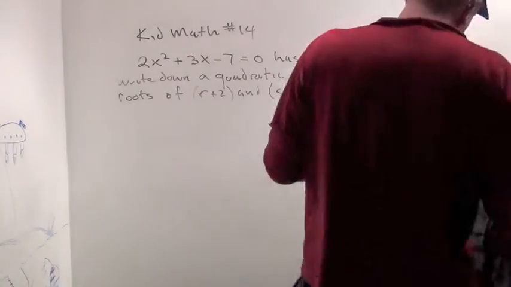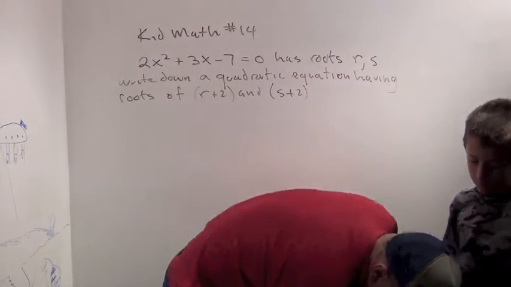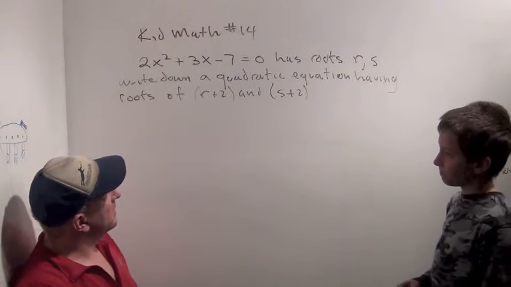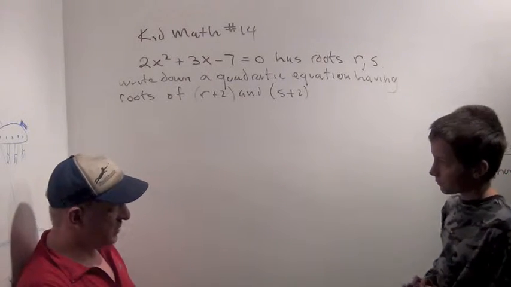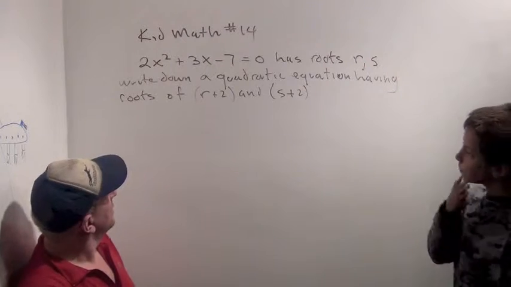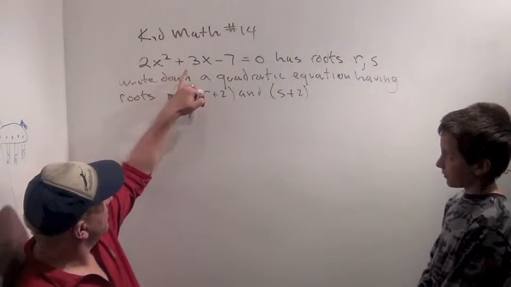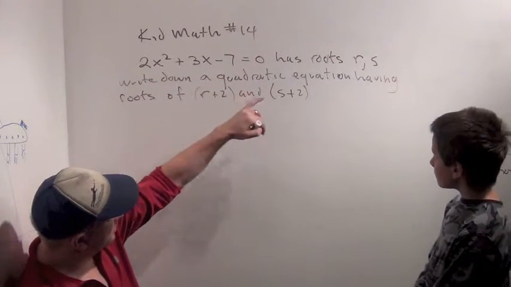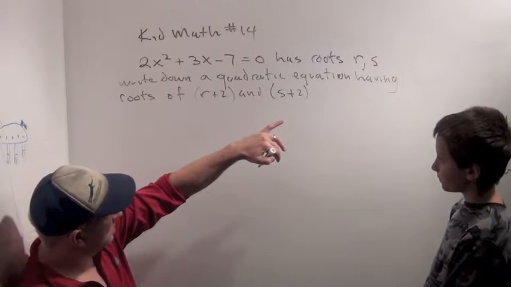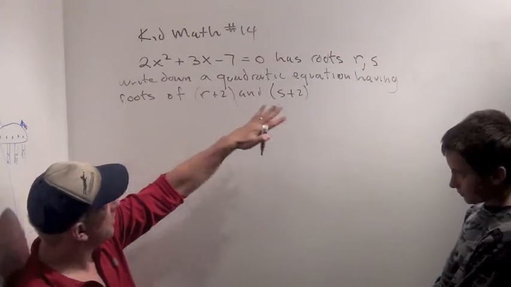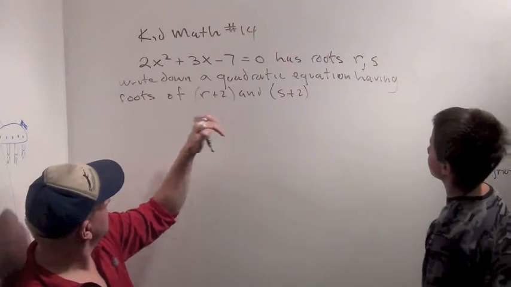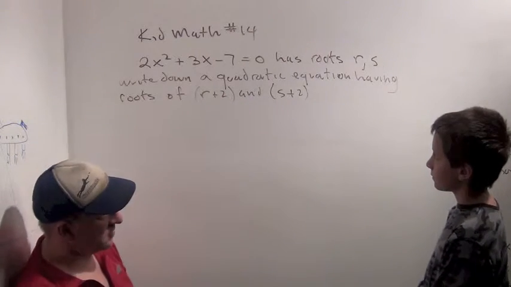KidMath number 14. I'm actually going to do most of the talking and writing in this one, just because I think this is a neat problem. This is kind of half lecture, half problem. The equation 2x squared plus 3x minus 7 equals 0 has roots r and s. We don't know what they are, but they're r and s. Write down a quadratic equation having roots of r plus 2 and s plus 2.